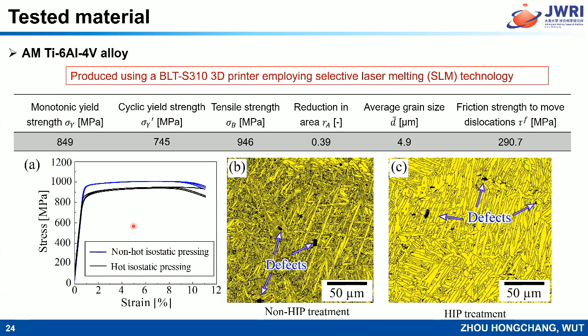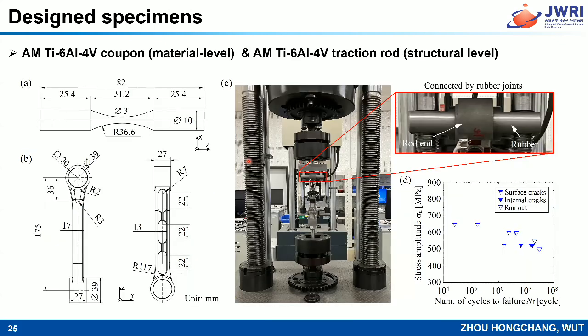And we use SLM technology to build the AM titanium alloy material. And this is the microstructural information. And also we can see some micro defects. And we machine two types of specimens. One is the material level, that is the coupon. Another one is the structure level, which means the specimen size is much larger, and that is the traction rod, which is used in railway components. And here we obtain the SN curve.